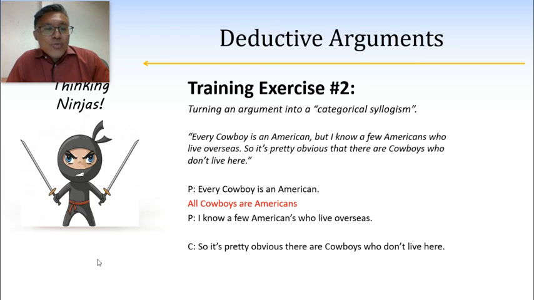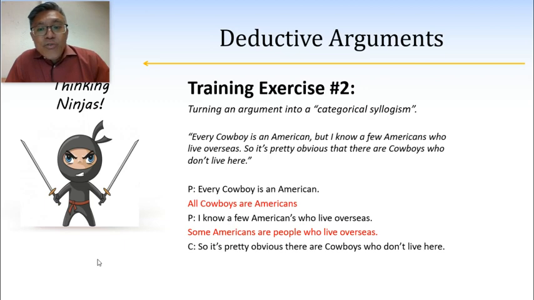Well, how would you rephrase that second part, who live overseas, into a category? Well, maybe people who live overseas, right? That's a way of categorizing it. So we would rephrase it as some Americans are people who live overseas. So that's our standard I claim. Some things are something else. Some Americans are people who live overseas.